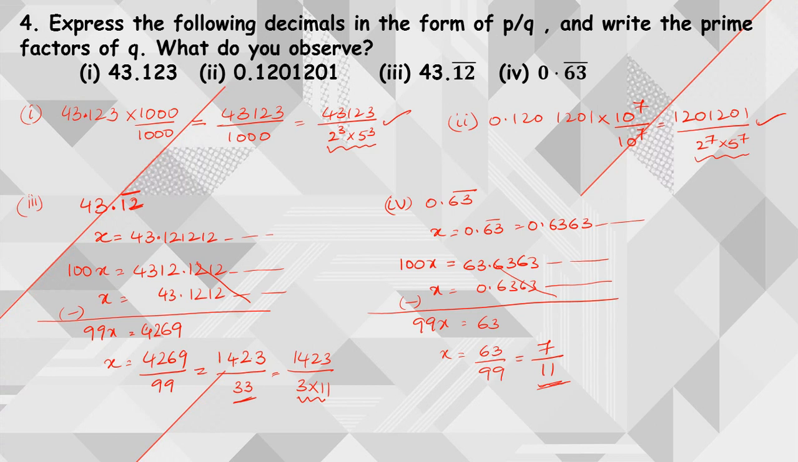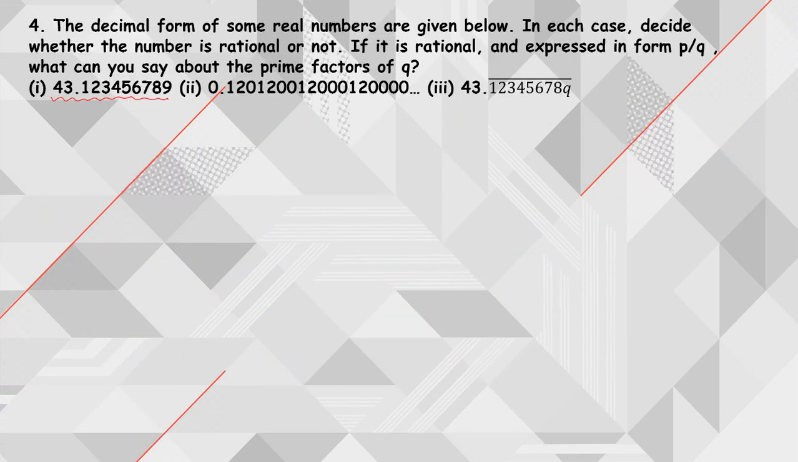In this question, you need to identify whether it is a rational number. If it is a rational number, then only we can write it in the form of p by q. And he is asking what would be the prime factors of the denominator, right? Now the first question, 43.123456789.